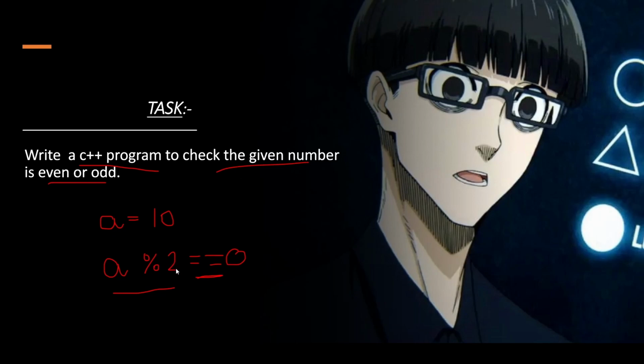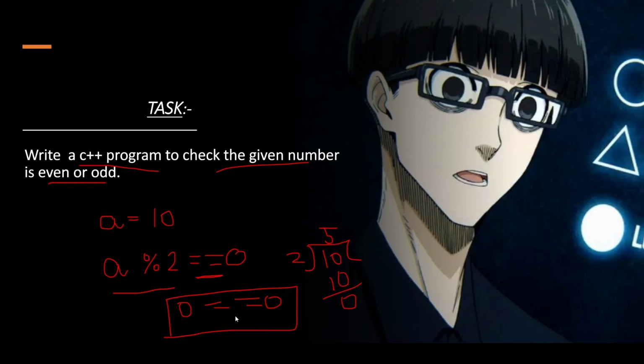So let's check if a modulo 2 is 0 or not. So modulo is the remainder. For example, here if I divide 10 by 2, as you all know, 2 fives are 10. So here it is 5 and here it is 10. So the remainder is 0. As you see, 0 is equal to 0. So this will return true as both sides are the same. As we all know, this is an even number.